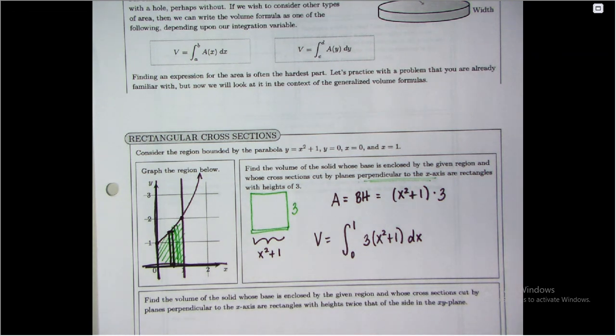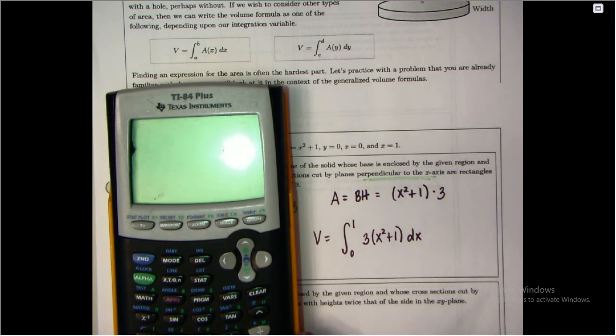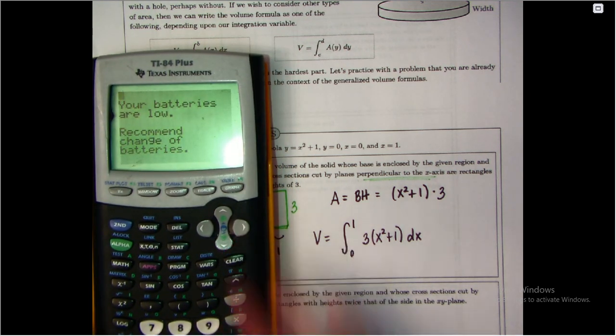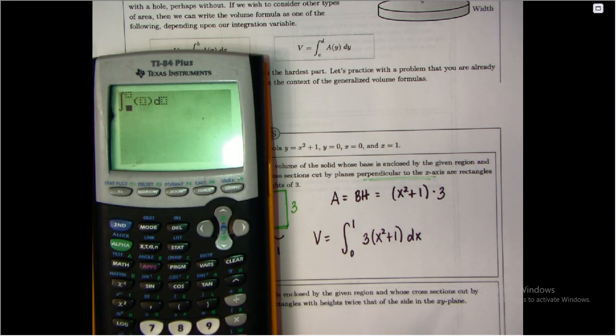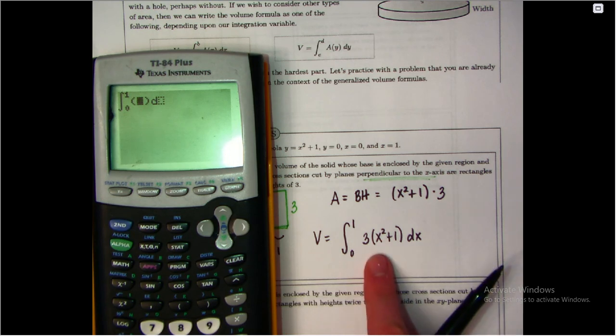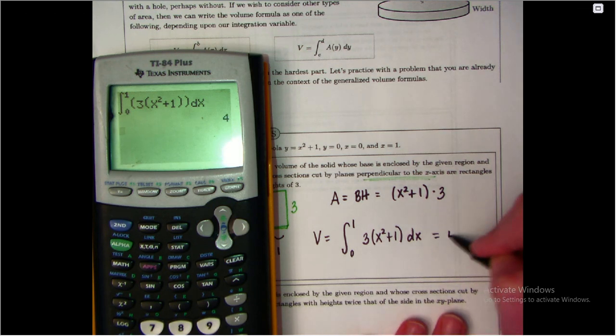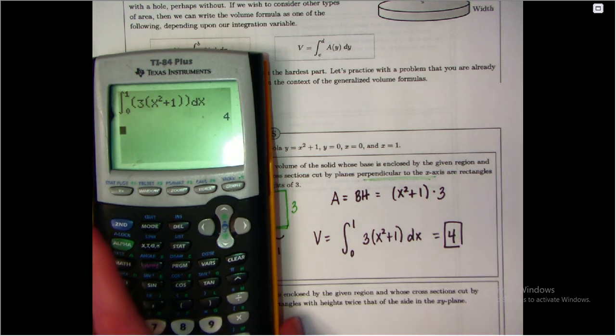I can type that into my calculator. You could do it by hand if you had to. This one's a pretty straightforward one, but I can compute that out. I would have the integral from 0 to 1 of 3 times x squared plus 1 dx. It comes out to exactly 4 cubic units.